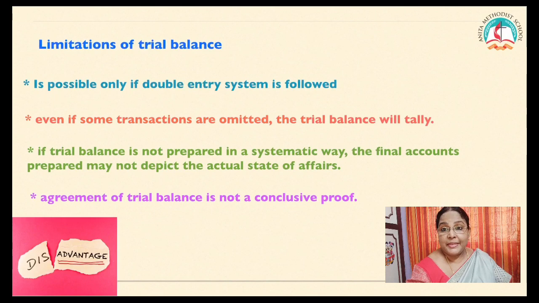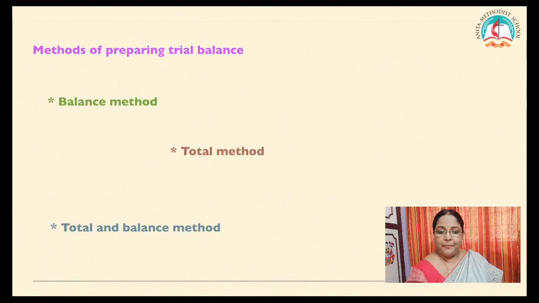Now let's see the limitations. Limitations is nothing but disadvantages. It is possible only if the double entry system is followed. Even if some transactions are omitted, the trial balance will tally. If trial balance is not prepared in a systematic way, the final accounts prepared may not depict the actual state of affairs. It will not show the true financial position of the concern. Agreement of trial balance is not a conclusive proof. These are the disadvantages.